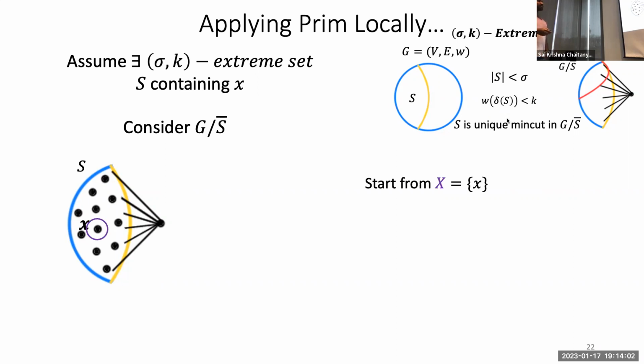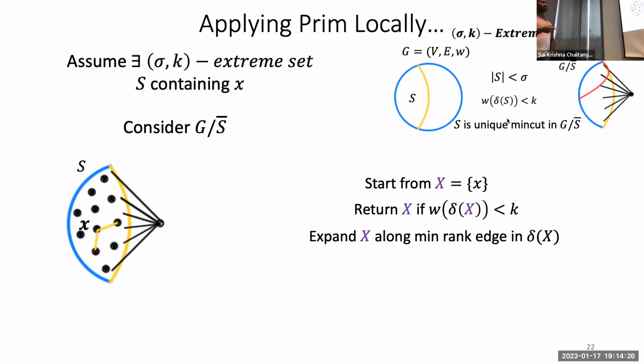We start and we now maintain the cut value of this purple set as we keep growing. We return if the cut size of the set we are maintaining is actually less than k. Then we will actually find the sigma k set that we talked about in the local k cut subroutine. But if not, we'll keep expanding along the minimum rank edges, and at every expansion or contraction of the edge, whatever we can think of it as, we'll calculate the cut size and store the minimum one, and if at all it is less than k, we'll return it.